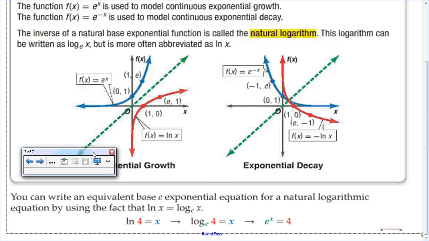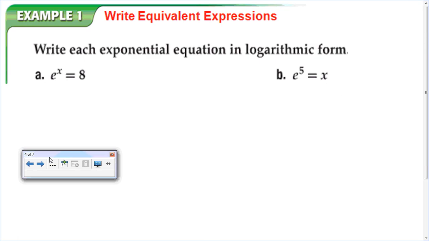Some of the main things you need to know about e is a new terminology. If we're using e as our base, then rather than writing log base e, we write natural log. The abbreviation is ln. For example, if I have the natural log of 4 equals x, that means log base e of 4 equals x, which would also mean that e to the x power equals 4.